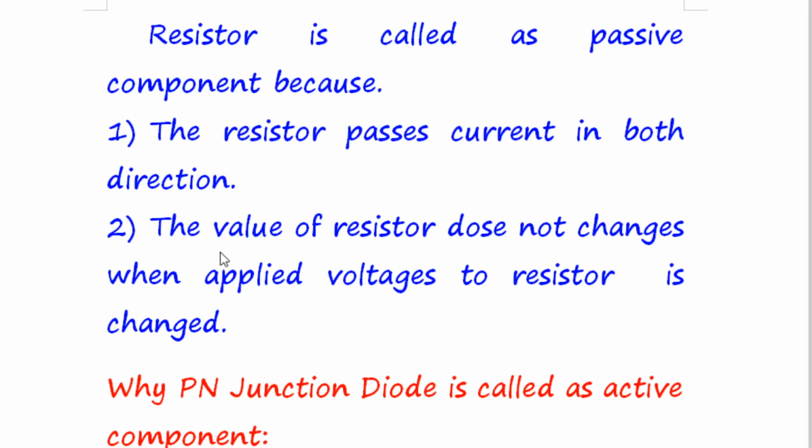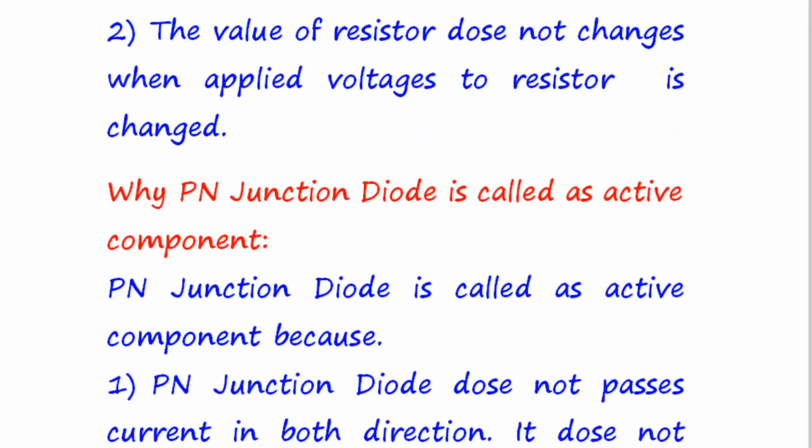Second important parameter is that the value of a resistor does not change when the applied voltage to the resistor is changed, and because of these two reasons, a resistor is called a passive component.